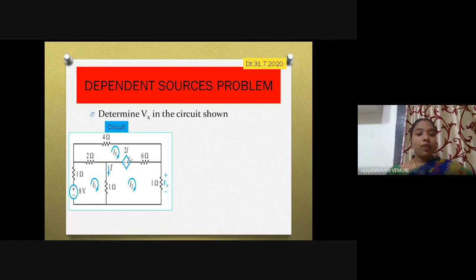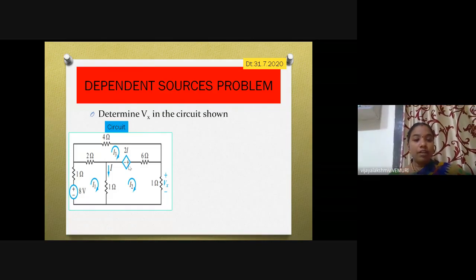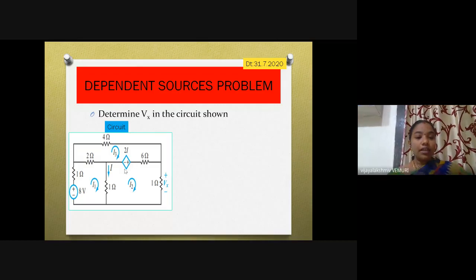Whenever you have a diamond-shaped source, that is called a dependent source. Generally, dependent sources are drawn in this shape, whereas independent sources are drawn in the form of a circle. You need to observe the sign convention here: plus and minus wherever you observe will be a voltage source. If you have an arrow mark, that will be a current source. First of all, it is a voltage source. On which parameter it is depending will be shown here.